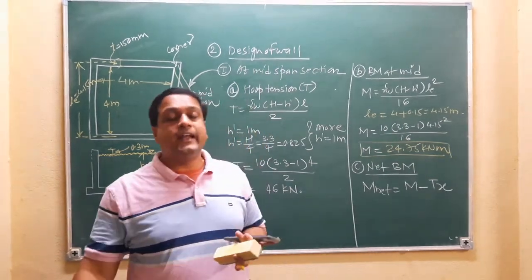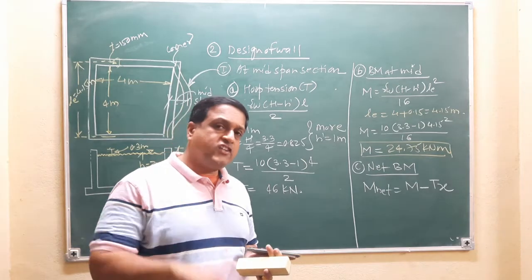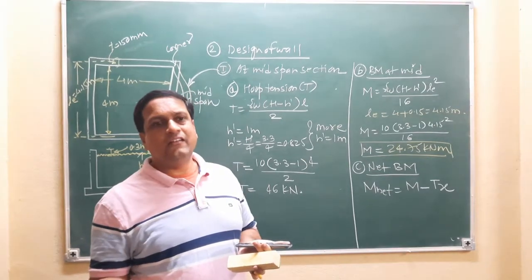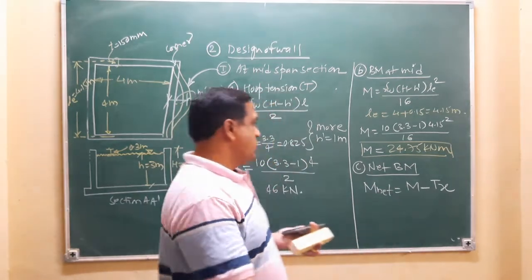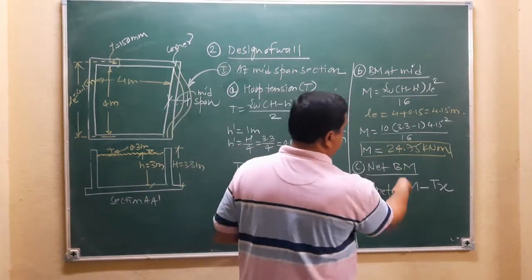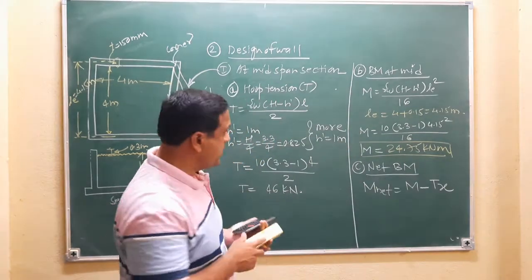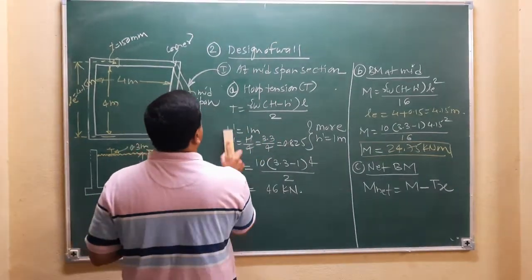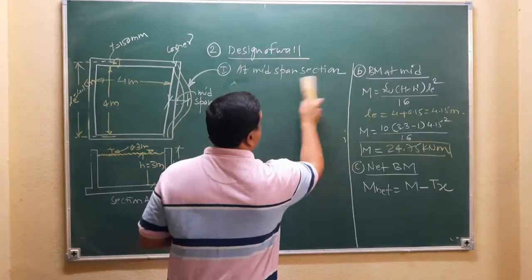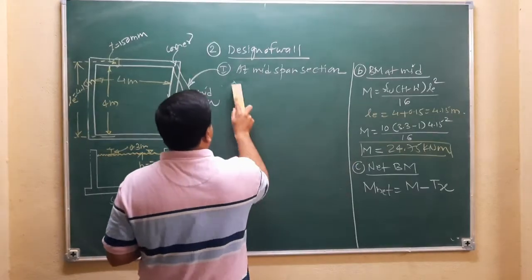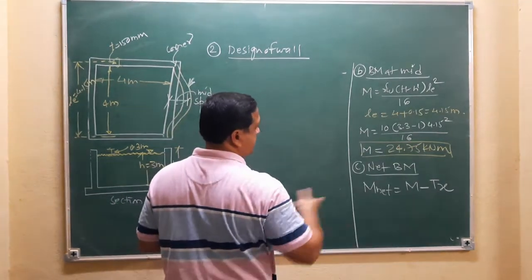So what is the M net? M net is the net bending moment considering the effect of hoop tension as well as the effect of bending moment developed due to hoop tension. M already we know is 24.75. T we already have, the value is 46. Now what is X? How to calculate X? I will draw a rough sketch and then tell you how to find out X.